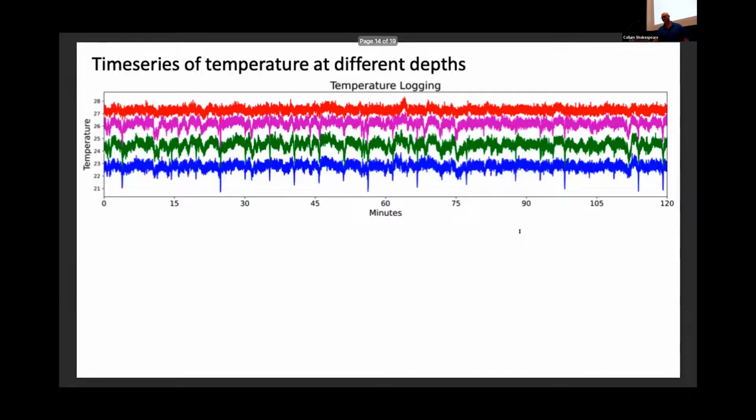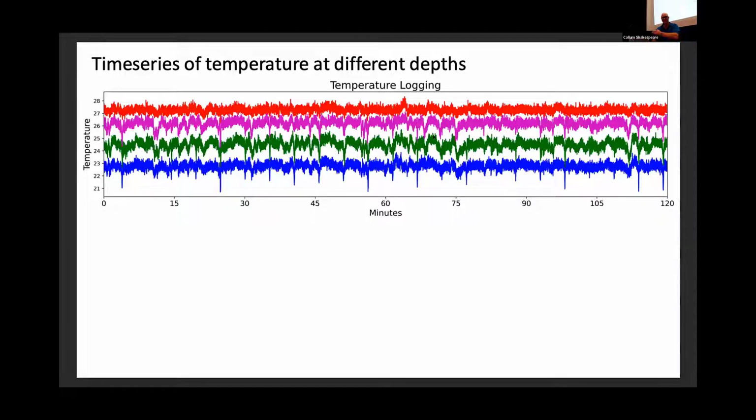Okay. So this is 2 hours of logging of the temperature of that thermistor array, with the red one being closer to the surface and the blue one being closer to the bottom. All of these wiggles that you can see are obviously variability in the temperature, and the fact that most of them occur at all depths gives you the sense that a lot of what we're seeing in here are barotropic features.